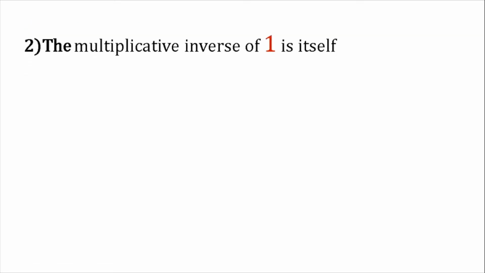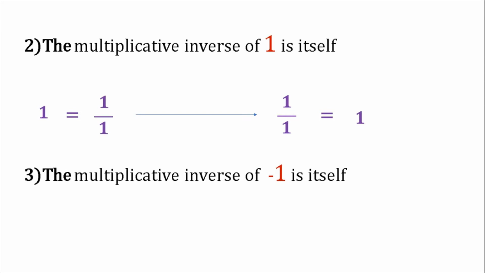Number 2. The multiplicative inverse of 1 is itself, because the number 1 can be written as 1 over 1. So the multiplicative inverse will also be 1 over 1, which equals 1. Number 3. The multiplicative inverse of negative 1 is itself, as negative 1 can be written as negative 1 over 1, and the multiplicative inverse will be 1 over negative 1, which equals negative 1 also.